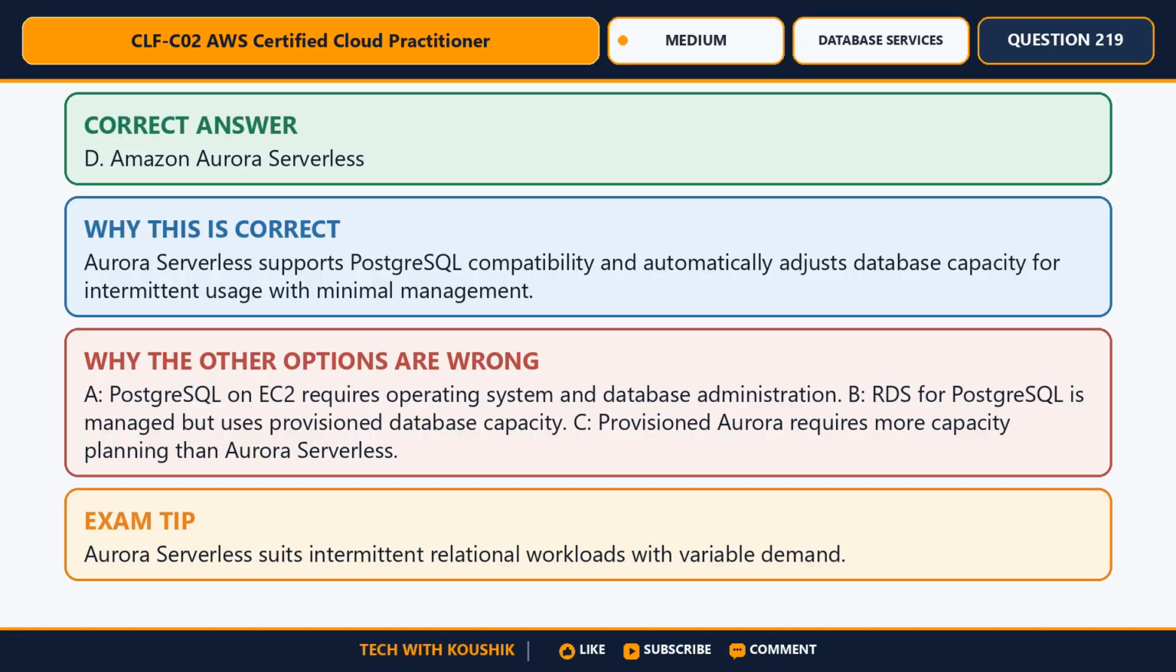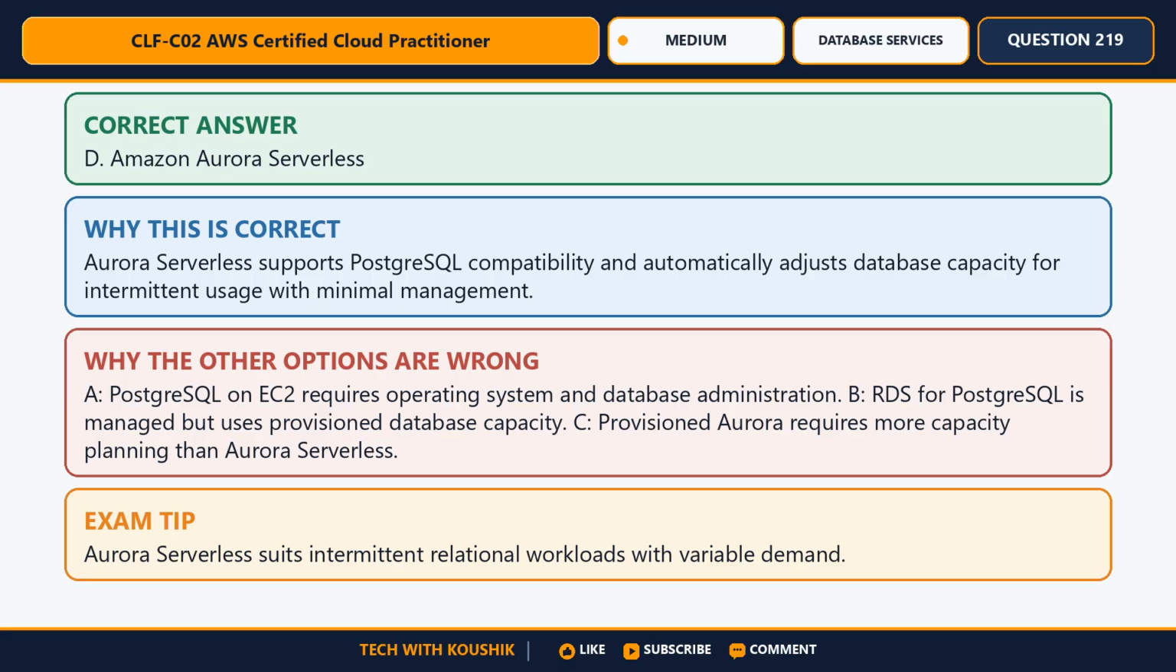The correct answer is D. Amazon Aurora Serverless. Here is why. Aurora Serverless supports PostgreSQL compatibility and automatically adjusts database capacity for intermittent usage with minimal management. Why are the other options not correct?